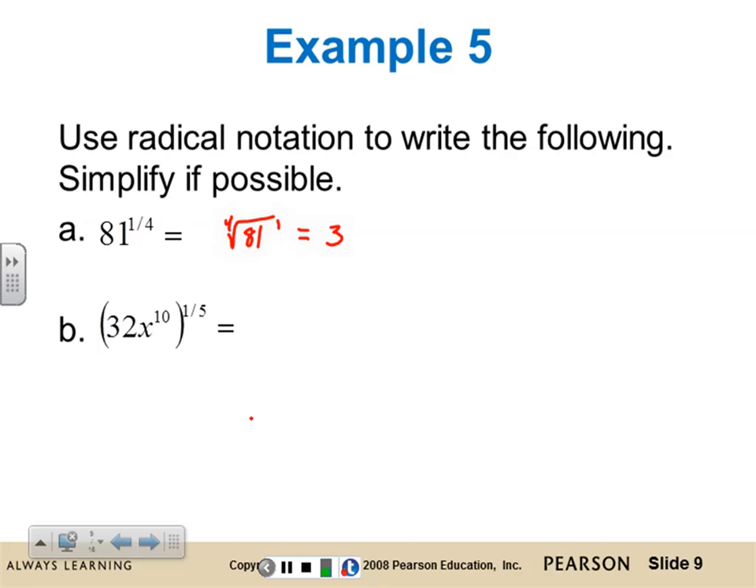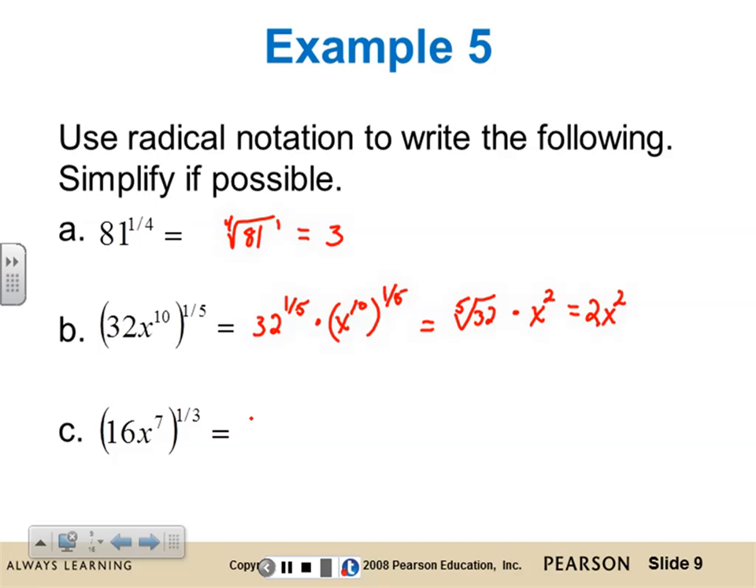Try this one. Again, remember your rules do apply here. So basically what you have is 32 to the 1/5 power times x to the 10th to the 1/5 power. So we have power to a power. So now basically that's asking you what is the 5th root of 32 times x, power to a power, you multiply. So 10 times 1/5 is just going to be 2. So the 5th root of 32 is 2x squared.